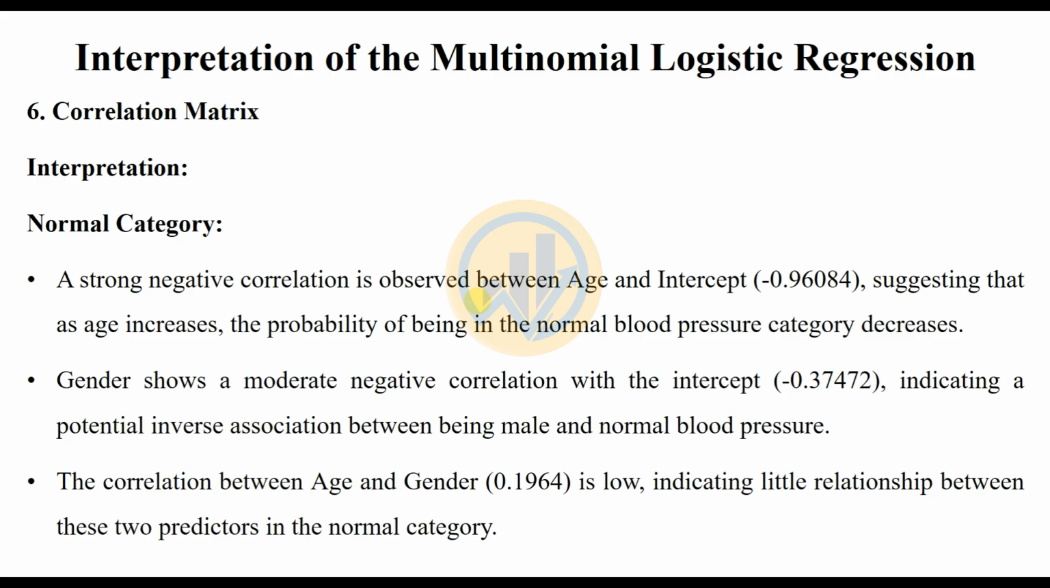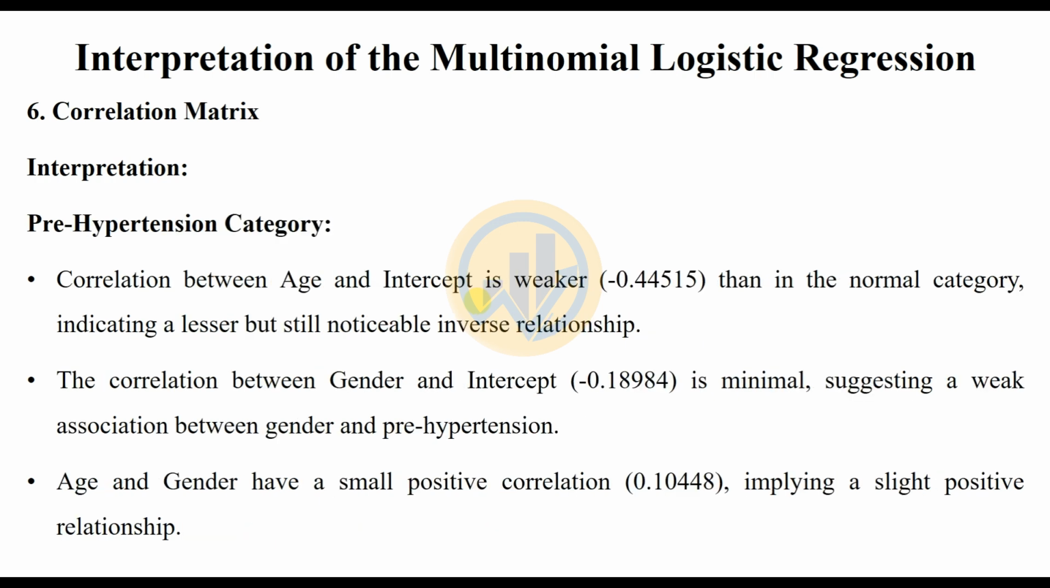The correlation between age and gender, 0.19, is low, indicating little relationship between those two predictors in the normal category. For the correlation matrix of the pre-hypertension category, the correlation between age and intercept is weaker, minus 0.44, than in the normal category, indicating a lesser but still noticeable inverse relationship.